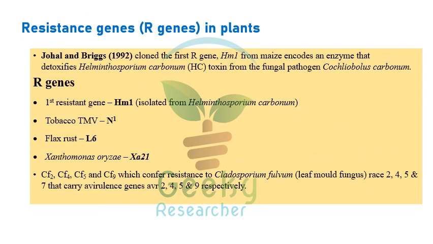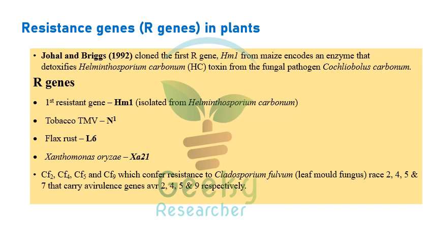Now we will see resistant genes, or R genes, in plants. The concept of cloned resistant genes: the first resistant gene was isolated as Hm1 by Johal, Briggs and Walton in the year 1992. So the first cloned resistant gene is Hm1 from maize. It is also very important. What is the first cloned resistant gene? Hm1, isolated from maize. Who discovered this first cloned resistant gene? Johal and Briggs, sometimes asked as Johal, Briggs and Walton.